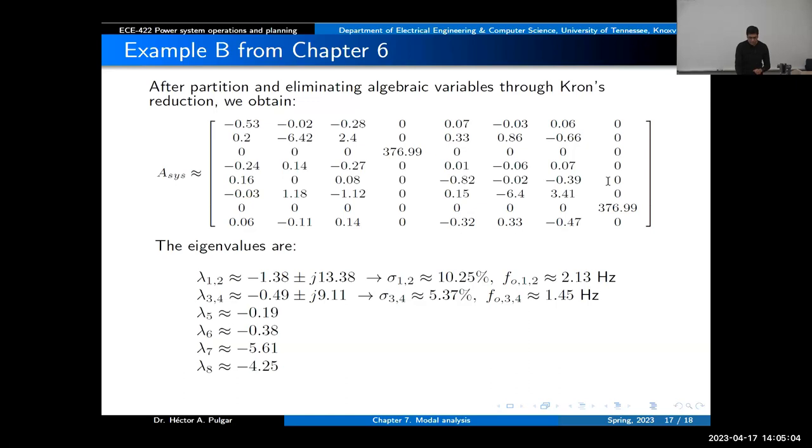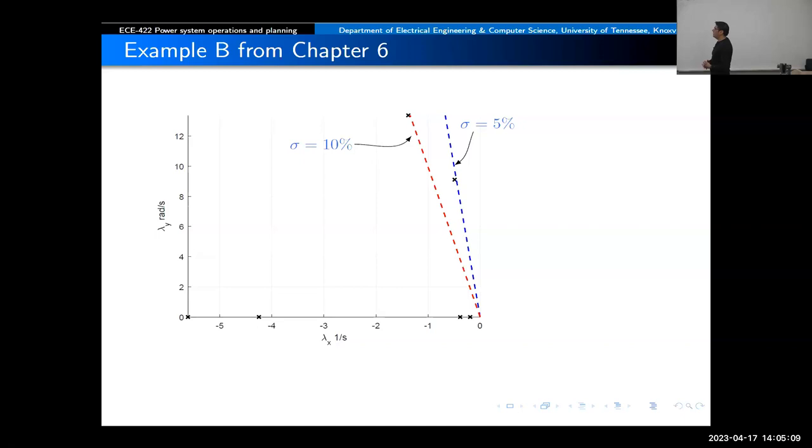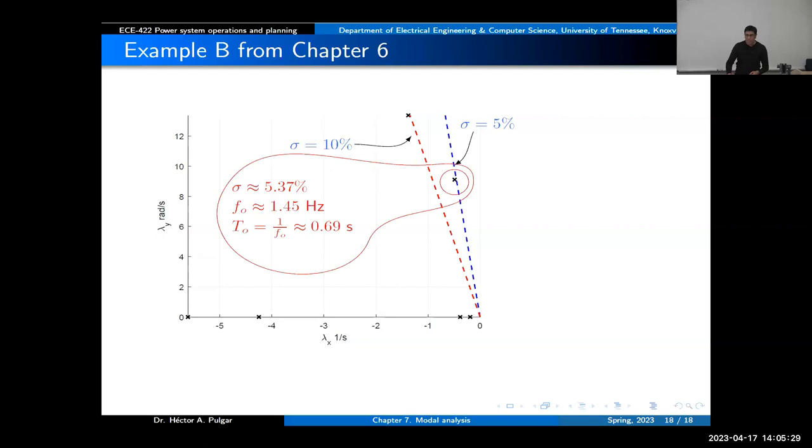So if we plot the eigenvalues, this is what we get. The blue segmented line is 5% damping ratio, and we are a little bit better than that. And the other is a little bit better than the red segmented line, which corresponds to a 10% damping ratio. So if we have to improve the operation of the system, then we need to do something with that mode, that type of oscillatory behavior related to this eigenvalue.